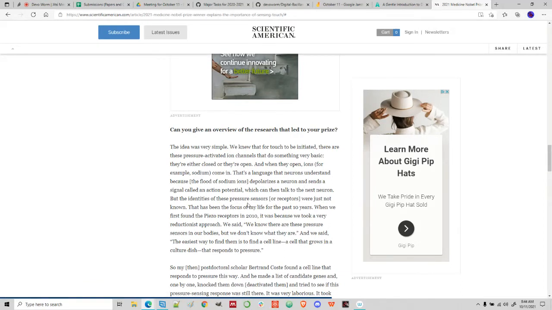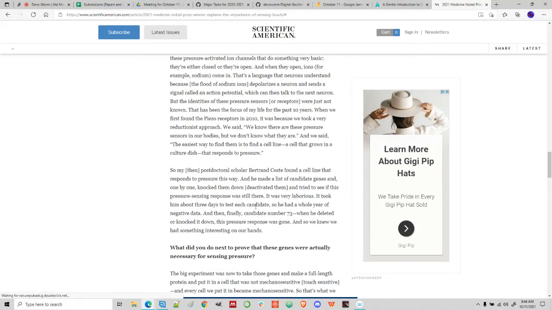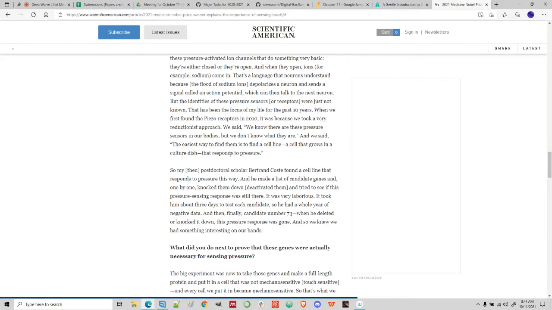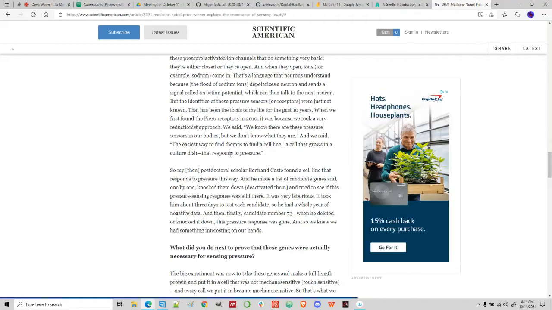We actually know, in fact, that this is an important mode of sensation in C. elegans, because there's a lot of touch reception in C. elegans, and it especially affects the way that C. elegans moves around its environment.